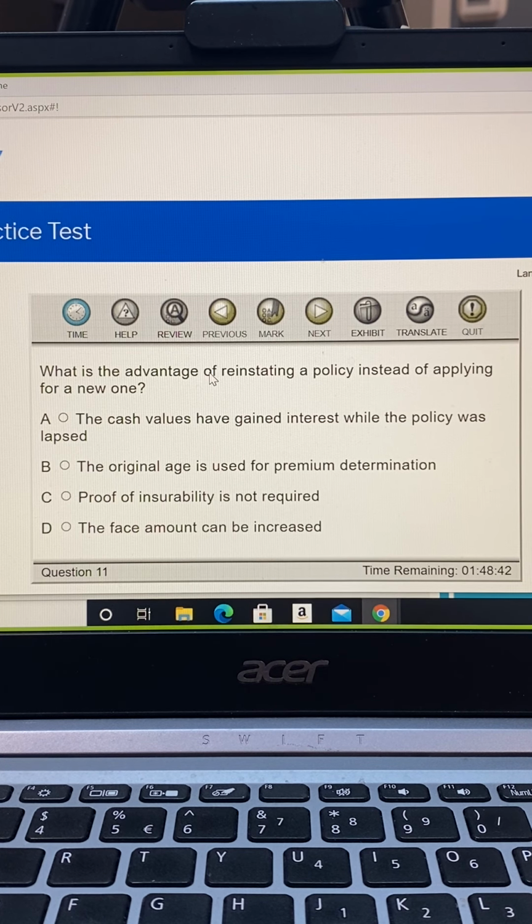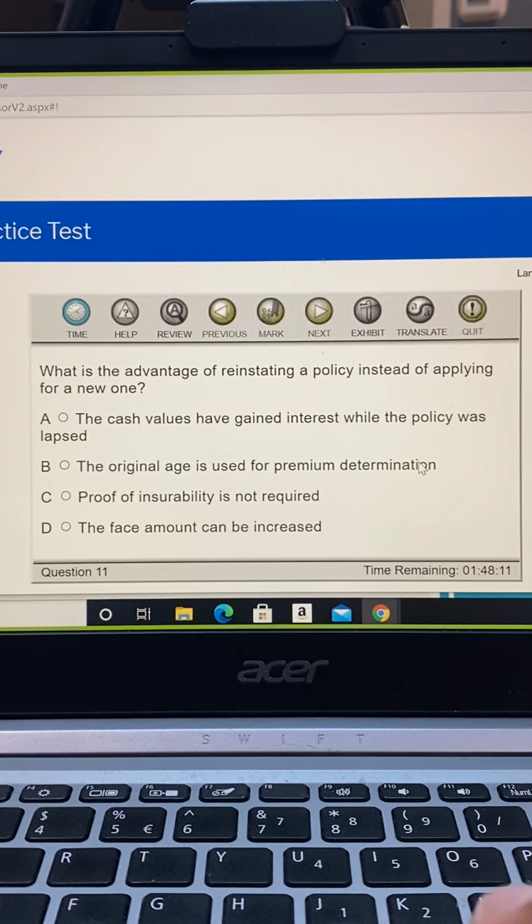What is the advantage of reinstating a policy instead of applying for a new one? Reinstate. Proof of insurability is not required? No. The original age is used for premium determination.